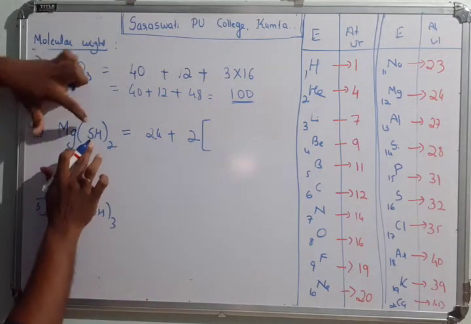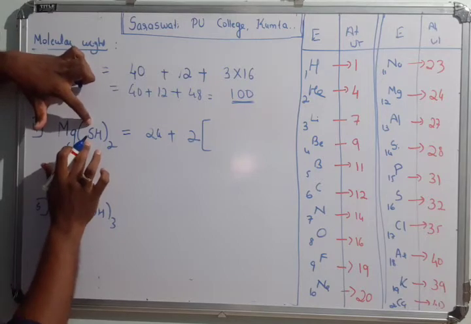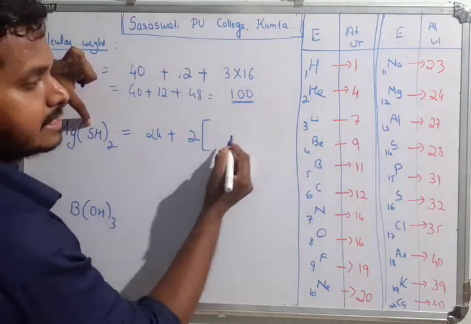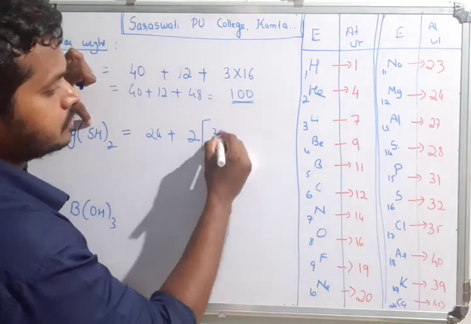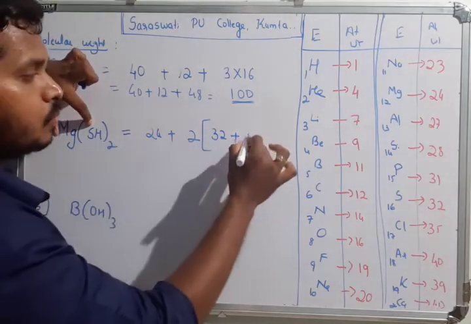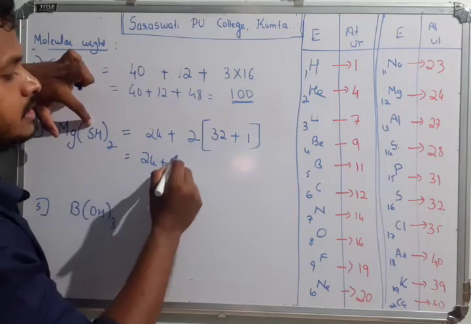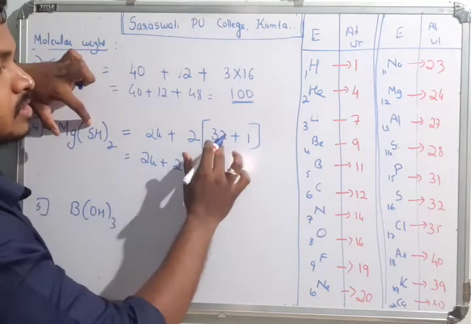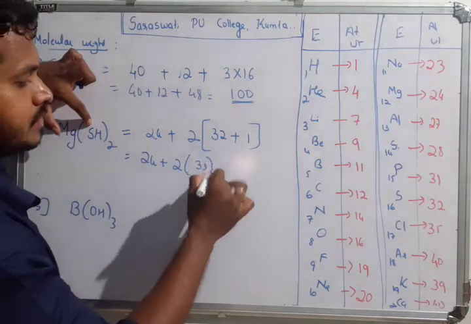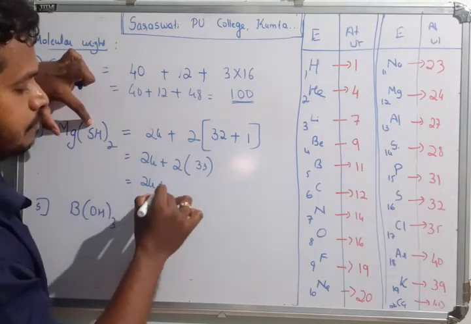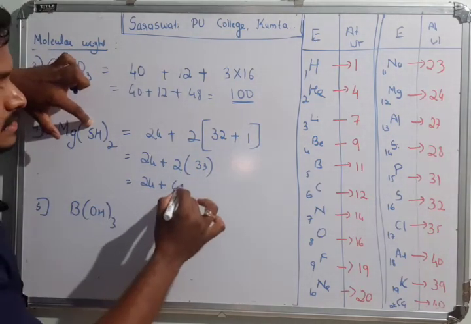Now write the atomic mass of this. There is only one atom of each inside, right? You can see sulfur, that is 32, plus hydrogen 1. Now we'll count it: 24 plus this, you can keep as it is. Now 32 plus 1 is 33, right? So it will give 24 plus 2 times of 33, which is 66.